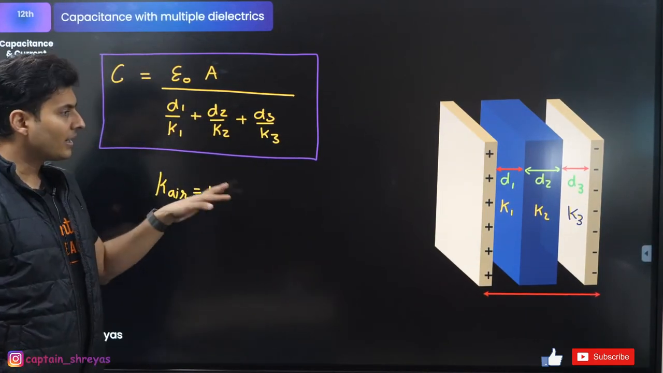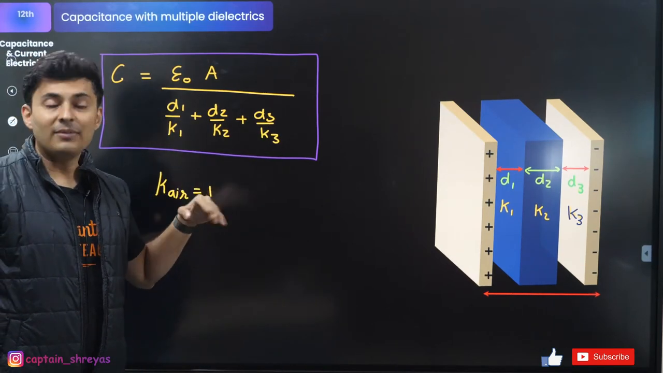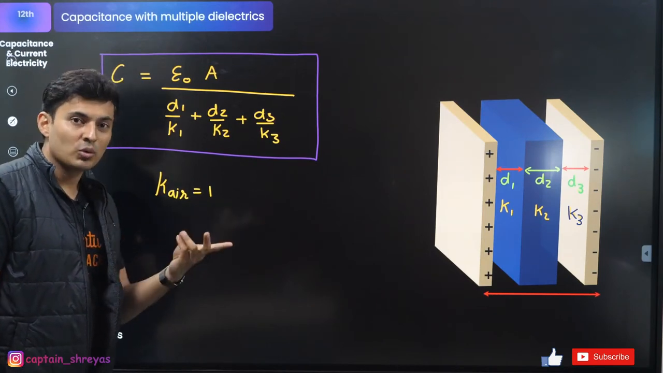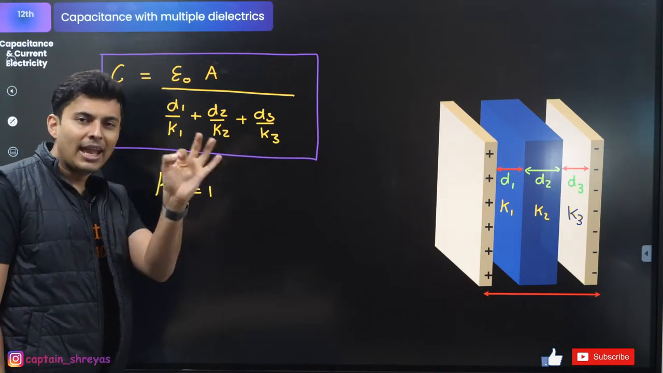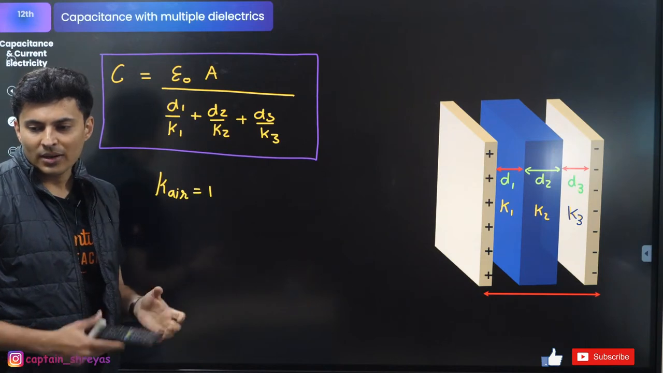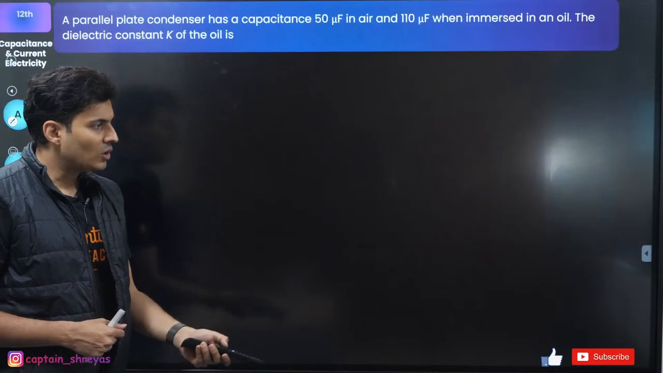If a different dielectric is used, you put K1, K2, K3 accordingly. That's all. If a different dielectric is used, the value of K will be given to you, whether it is 2, 3, 5, 5.7, whatever that value is. For air, you remember it is 1. Okay? Hello, Deva. Great. Let's move on. Hello, Harish. Yep, let's solve some questions, guys.